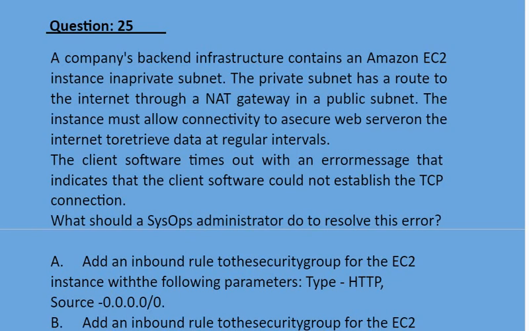Question: A company's backend infrastructure contains an Amazon EC2 instance in a private subnet. The private subnet has a route to the internet through a NAT gateway in a public subnet. The instance must allow connectivity to a secure web server on the internet to retrieve data at regular intervals. The client software times out with an error message that indicates that the client software could not establish the TCP connection. What should a SysOps administrator do to resolve this error?